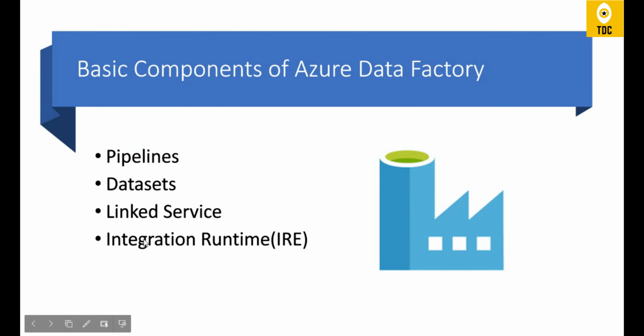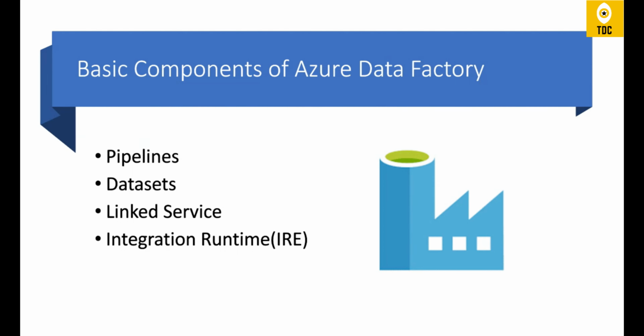So let us understand what the basic components of Azure Data Factory are. As we are starting with the basics in any topic that we take, in this Azure Data Factory video series we will discuss from scratch. When we start with Azure Data Factory, the most common words that we hear are pipeline, dataset, linked service, and integration runtime, which is also called IR. These are the very basic components that you will hear when you're learning Azure Data Factory.